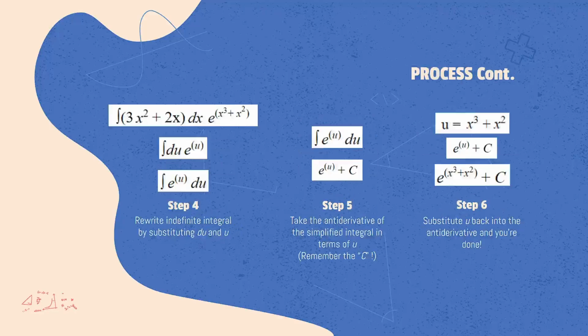Step 4 is you should rewrite the indefinite integral by substituting du and u. Step 5 is you take the antiderivative of the simplified integral in terms of u, and be sure to remember the plus c at the end because this is an indefinite integral. Step 6 is substitute the u back into the antiderivative, and you're done.